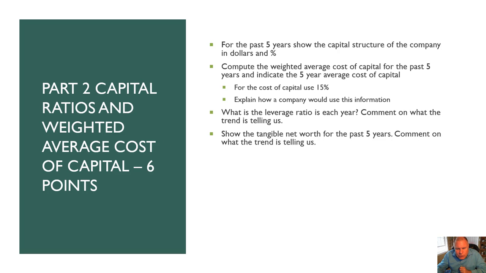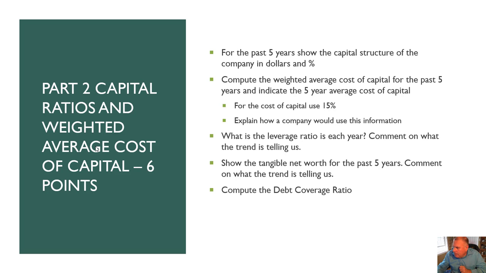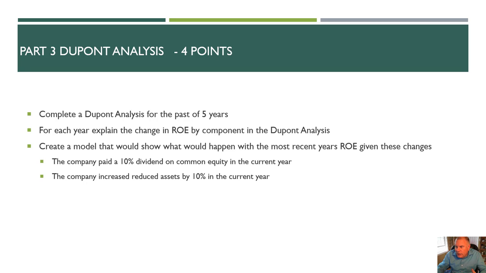Next thing is to compute the debt coverage ratio. These things will give us a good sense of what's going on with capital and leverage. So we have liquidity, we have the weighted average cost of capital. Next thing to move into is the DuPont analysis. I think this is a very interesting way of approaching it to better understand and interpret what's going on so that management can take certain actions.